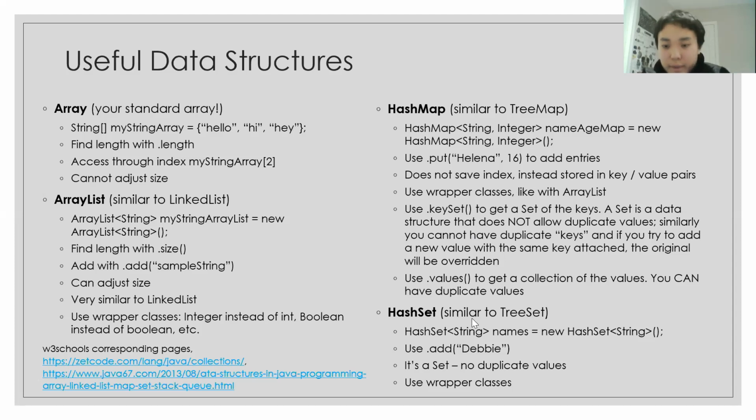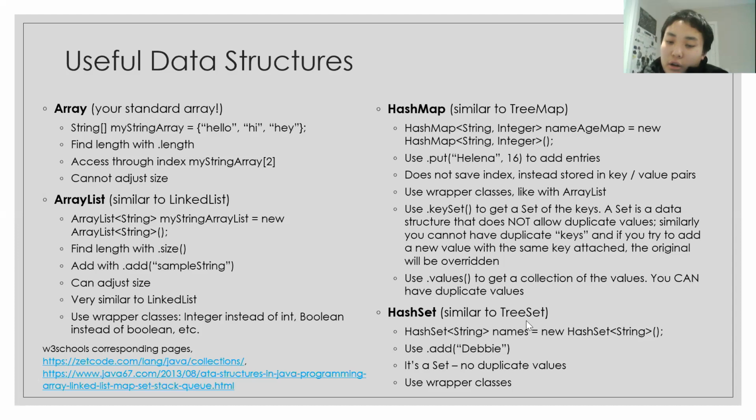And finally, let's talk about a hash set. It's really similar to the tree set. Again, just a related object. A hash set is basically a list, sorry, not a list. A hash set is a collection of strings or other objects, right?